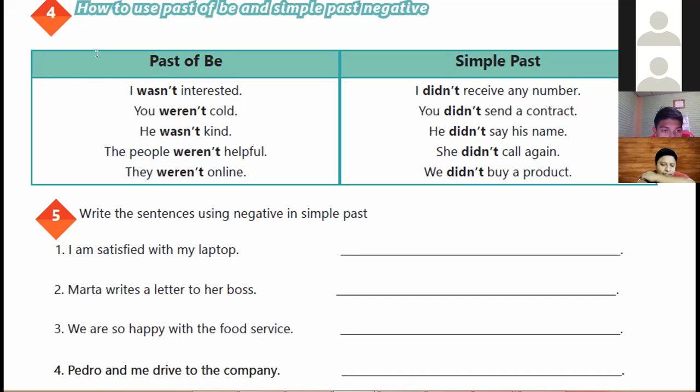This part, teacher, the five? Yes, this box. Examples: I wasn't interested. You weren't cool. He wasn't kind. The people weren't helpful. They weren't online. Okay, remember cold. You weren't cold. Si le dice you weren't cool, está diciendo tú no eres buena onda, right?